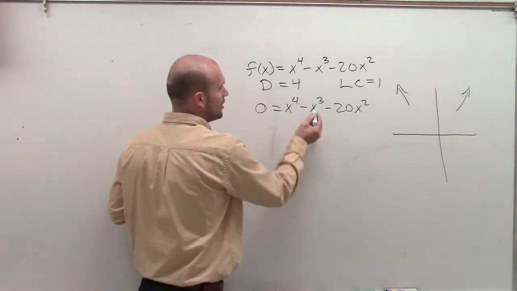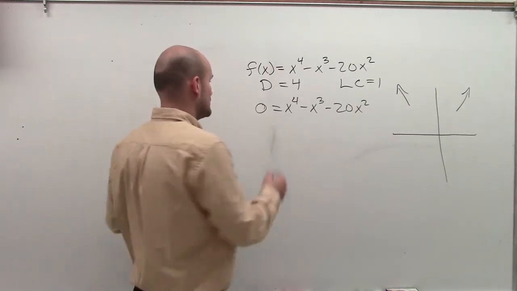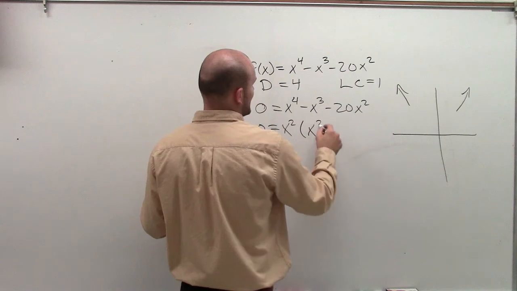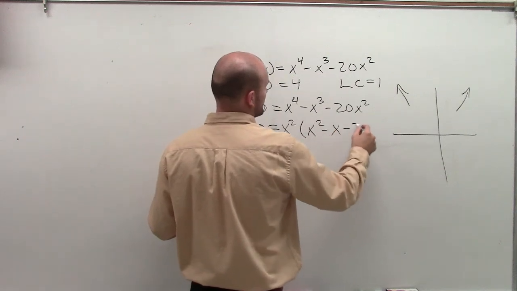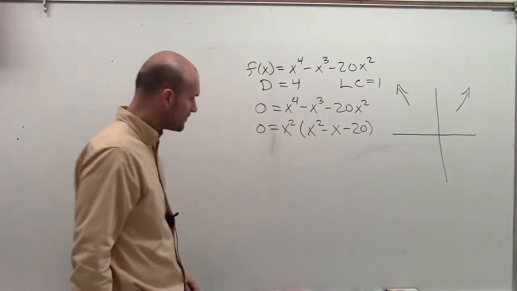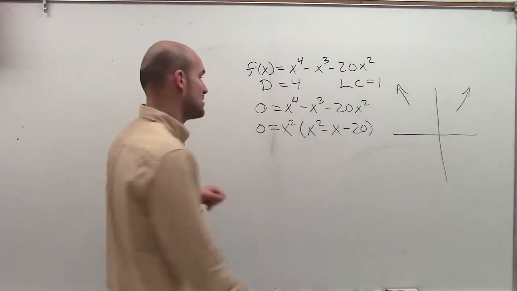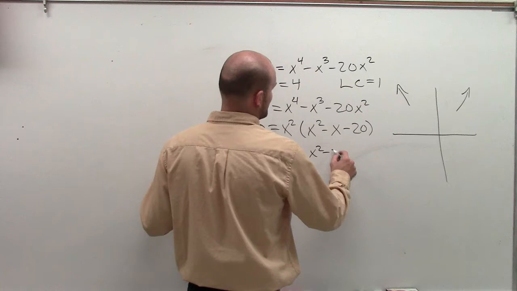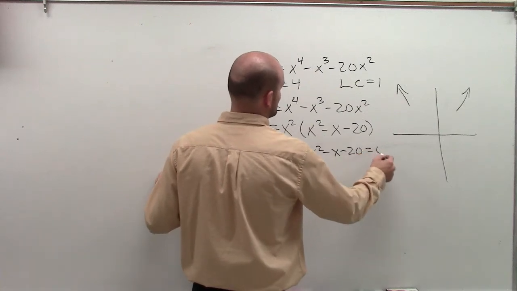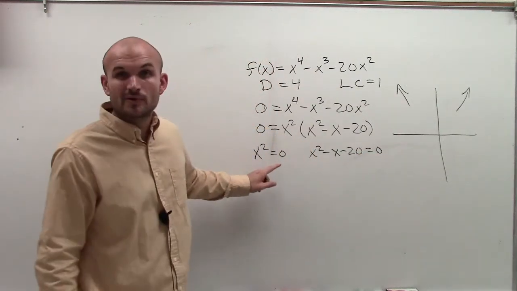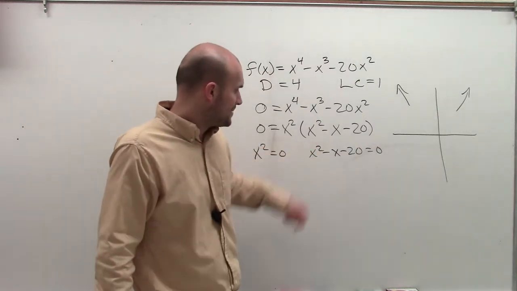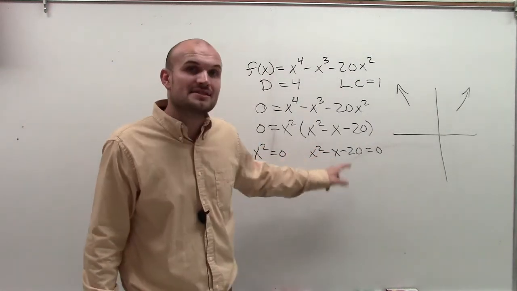I noticed that all of these share an x squared, so I can factor out an x squared term. I'll be left with x squared minus x minus 20. Now, by the zero product property, I have x squared equals 0 and x squared minus x minus 20 equals 0. Here we're looking pretty good, right? I got x squared equals 0, I know that. Here I'm running into some problems because I still have not solved for x.